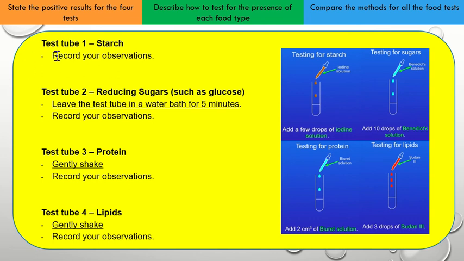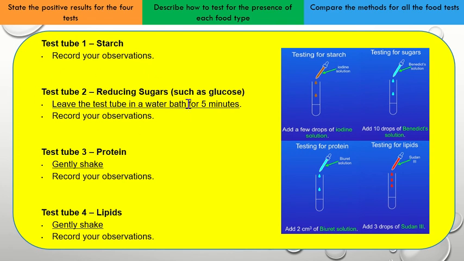So for test tube 1, we would put our starch in. You can see that's over here. We're going to just add a few drops of solution and record our observations. If it goes a dark brown color, that means that starch is present.